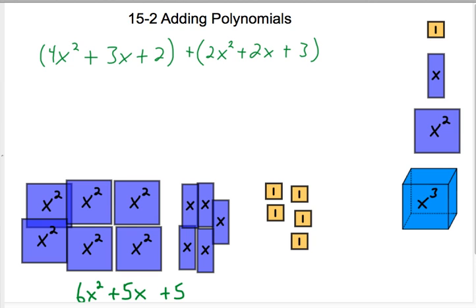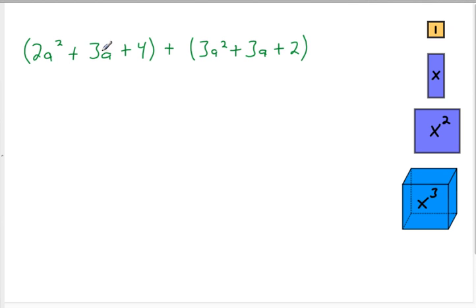Now let's try another one. So this is a pretty similar problem, except it has a different variable, so it has a squared. So does that mean we're going to use a whole different setup of blocks? No, it doesn't. We can use an x squared block for an a. The only time that becomes confusing is when there's more than one variable in a problem. Just be aware that although the blocks say x on them, we're actually using them for a's in this problem.